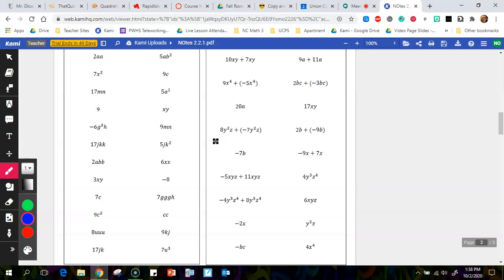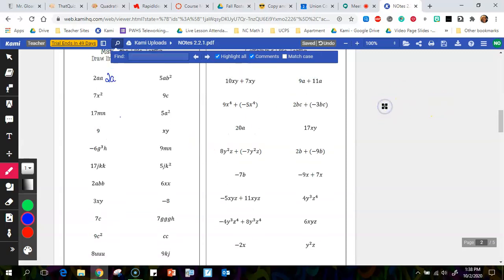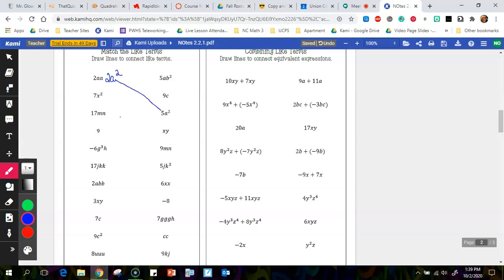Okay, so 2AA, remember, can also be written as 2A squared. Oh, let me write it. Okay, 2A squared. So that could be matched to 5A squared. 7x squared. You see the 6xx right there? That could also be written as 6x squared. So those two would match.